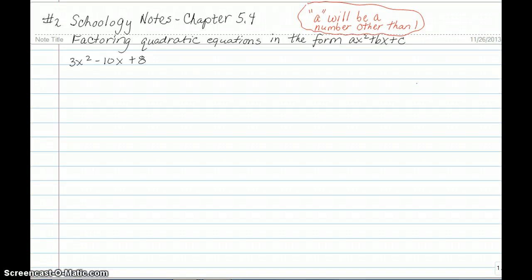These are the Schoology notes, the number 2 recording, chapter 5.4. We're going to be factoring quadratic equations in the form ax squared plus bx plus c, where a will be another number than 1. When a is 1, you use guess and check. When a is not 1, you're going to use the AC method.